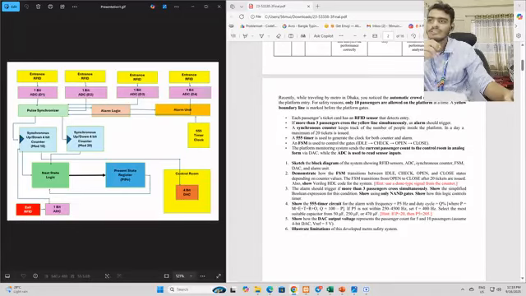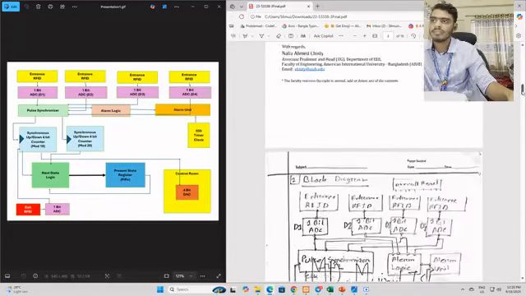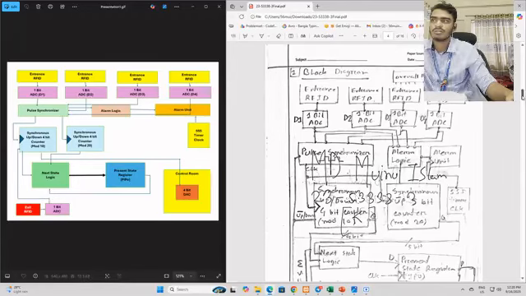So I'll deep dive into the block diagram I have created for this system. I'll also go through my assignment pages so that you can relate. And sorry for the exposure of the text. It's written in pencil, so I'm sorry.